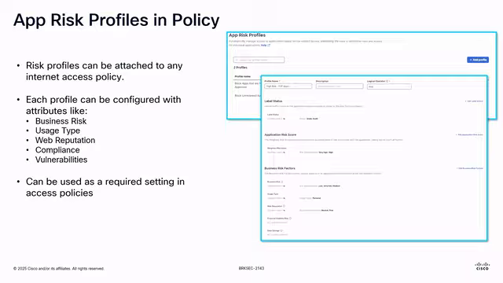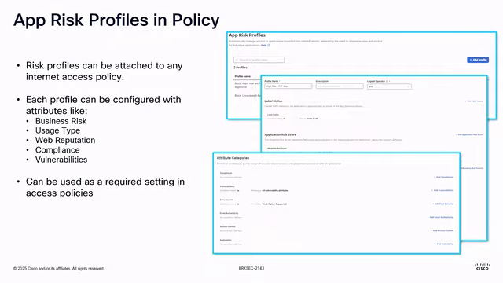So we're saying, take the data that we've given you based on the different attributes that make up risk that I'll talk about, business risk, usage type, web reputation, and you can configure each of those settings and then create an application risk profile and then attach that profile to an existing access policy. So it's a pretty seamless workflow. It takes a few minutes to set up.